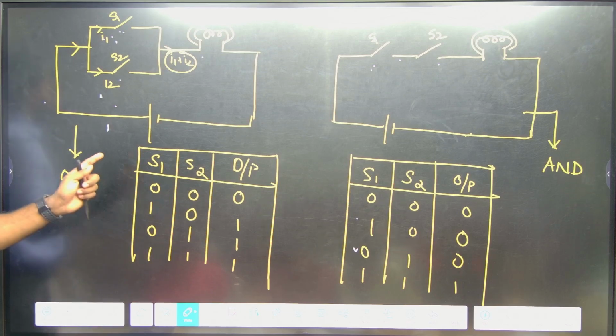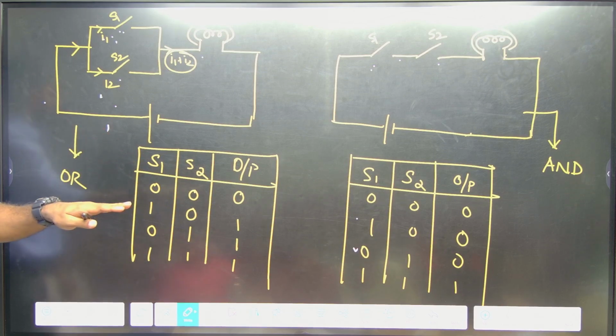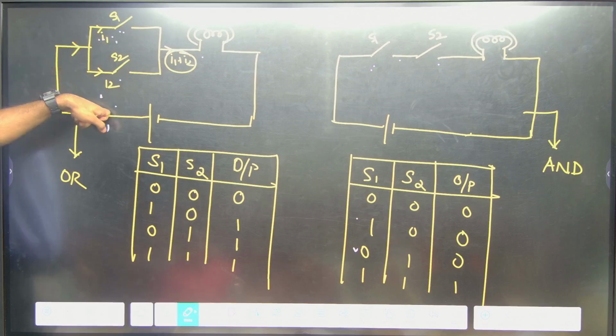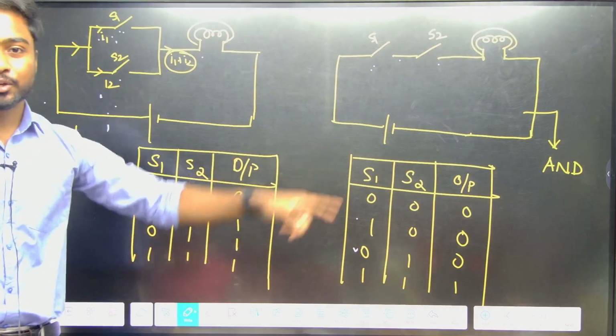So understood the conditions, now why is it OR gate and why is it AND gate? Either S1 or S2, and this is S1 and S2.